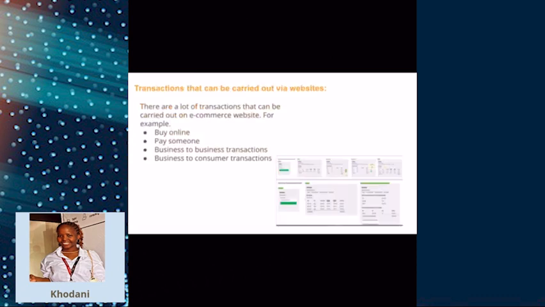Another thing that we needed to make sure that we understand in this project was the different types of transactions that can be carried out via websites. We know that we've got different types of websites, but a website that deals with transactions is called an e-commerce website. The different types of transactions you can do on an e-commerce website would be buying online, paying someone, business-to-business transactions.